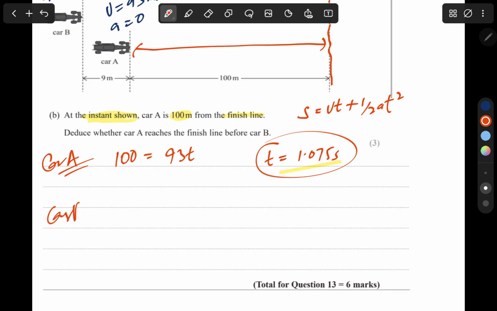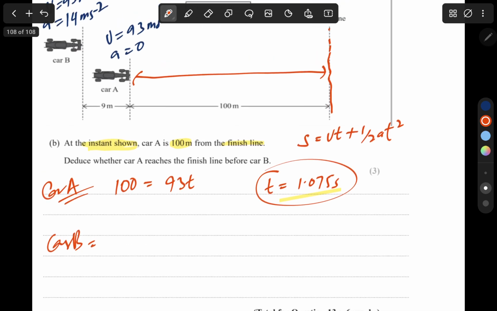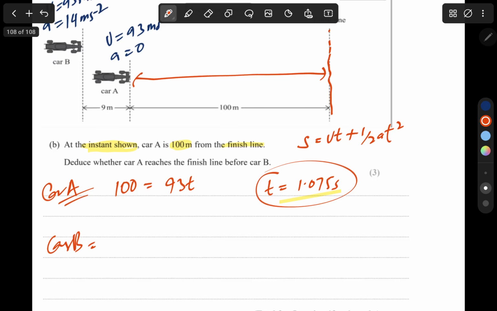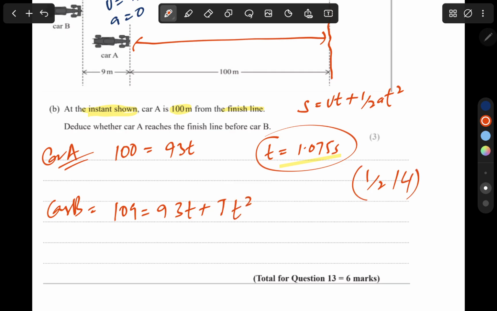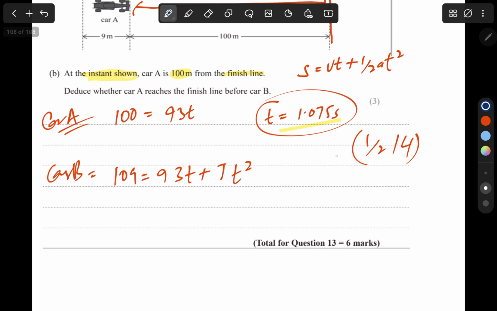For car B, we can use the same formula, but you see car B has to travel 9 more than car A. Car B has to travel 9 more than car A, so 109 is equals to 93t plus 7. Now I didn't put half 14, because half of 14 is 7, so I just put 7 here, t square. That's going to give me 7t square plus 93t minus 109 is equal to 0.